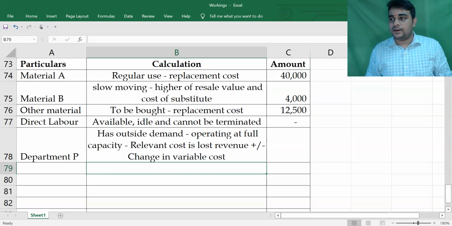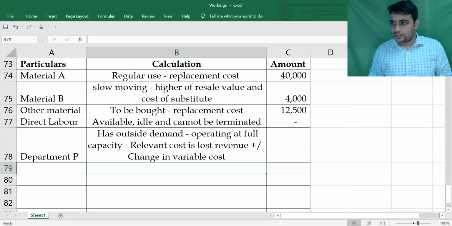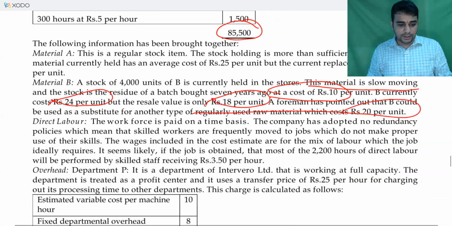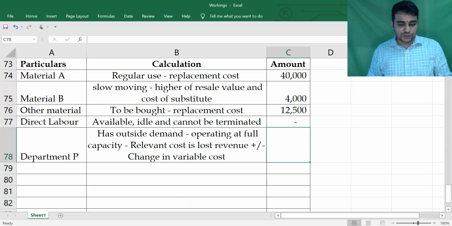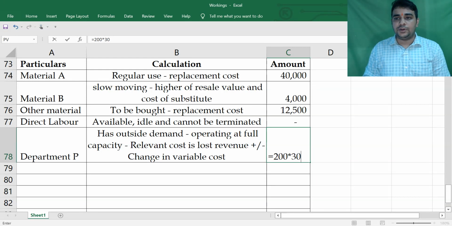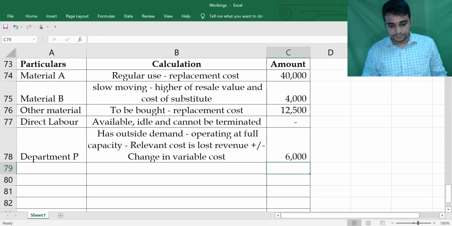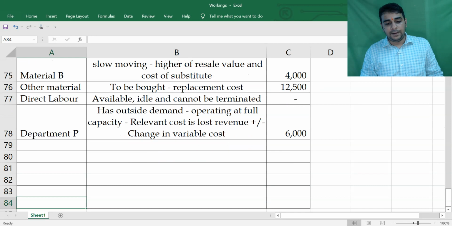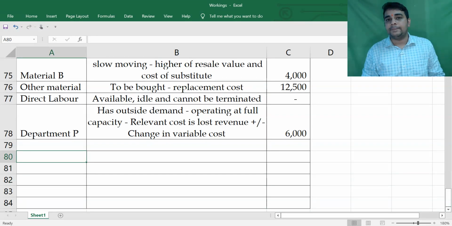So here there is no change in variable cost as such. So the lost revenue is how much per hour? 30. And we are planning to use 200 hours. So 200 into 30. Department P, 200 into 30.